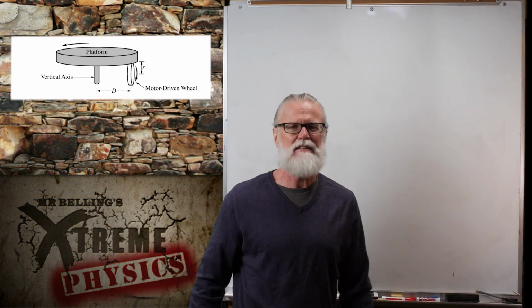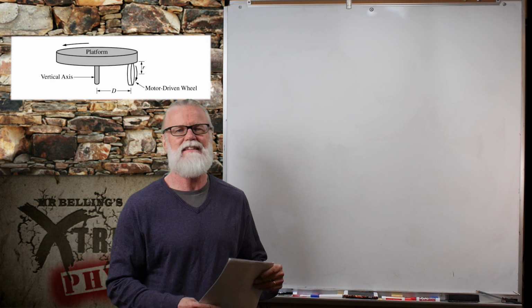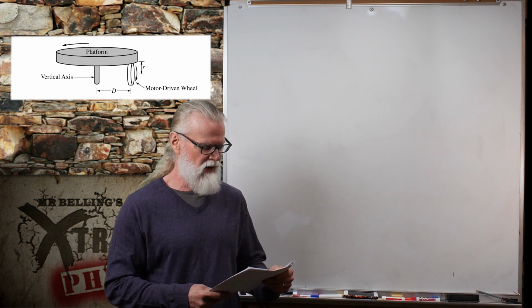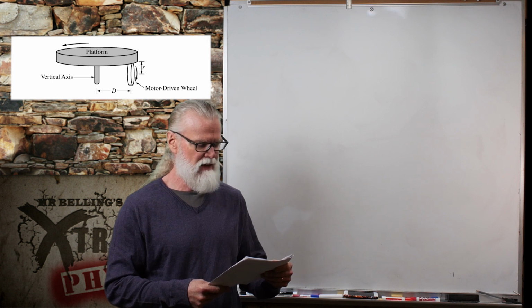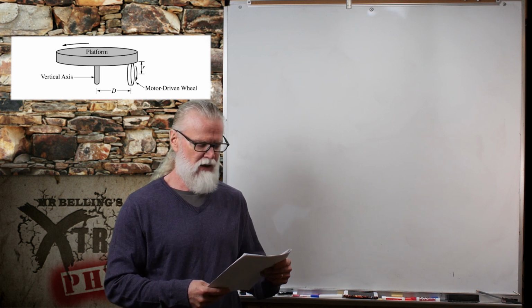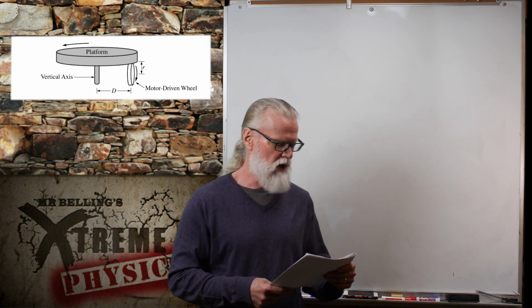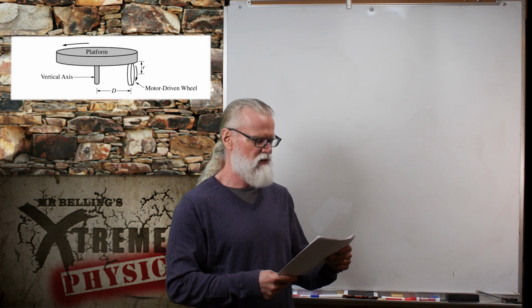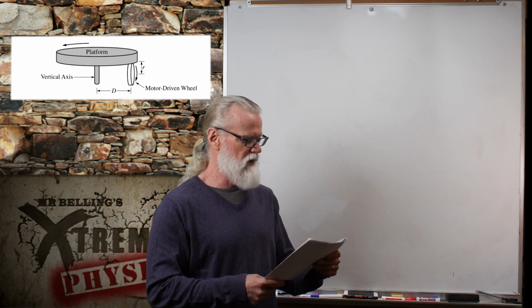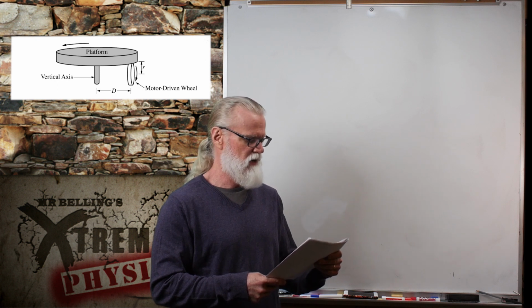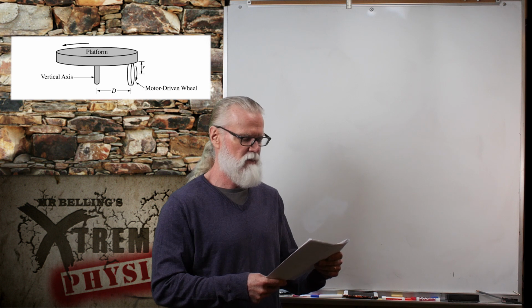So this is question 3 for the 2019 exam. A horizontal circular platform with rotational inertia IP, I guess P for platform, rotates freely without friction on a vertical axis. A small motor-driven wheel that is used to rotate the platform is mounted underneath the platform and touches it. The wheel has radius R, all right, and touches the platform a distance d from the vertical axis of the platform as shown above. The platform starts from rest.